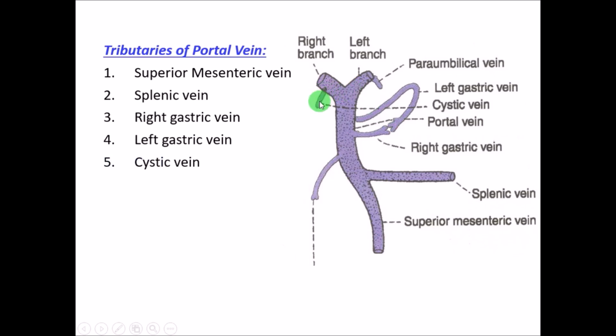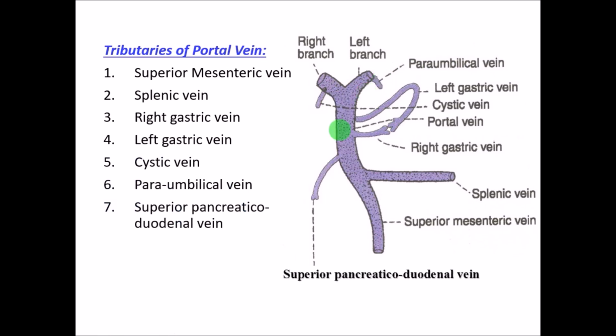So here is the cystic vein which will be supplying the gallbladder. Then we have the paraumbilical veins. Then finally we have the superior pancreatico-duodenal vein. As the name indicates, it will be draining the venous blood from the upper part of the head of the pancreas, as well as the duodenum, the first and the second part of the duodenum. So that is called the superior pancreatico-duodenal vein.